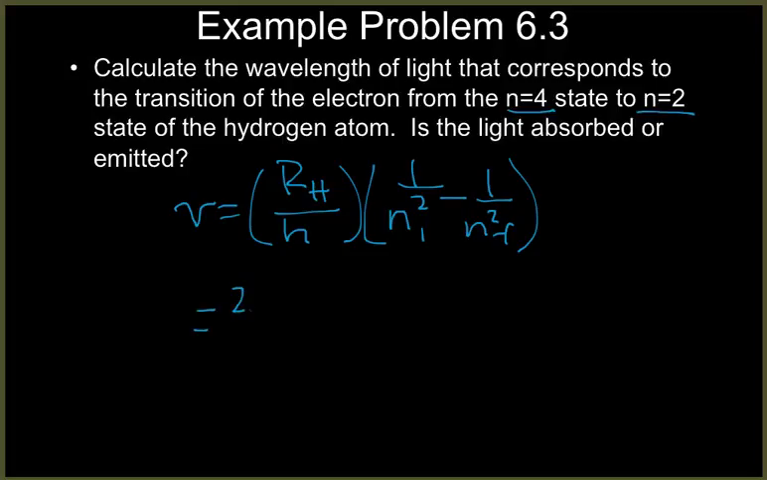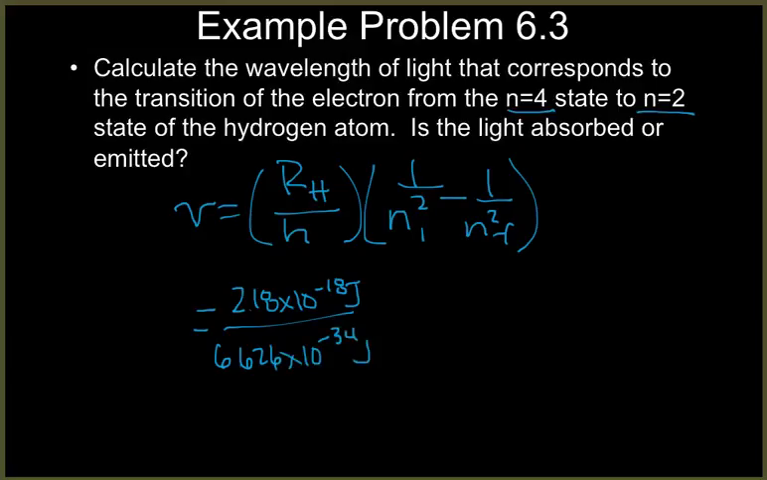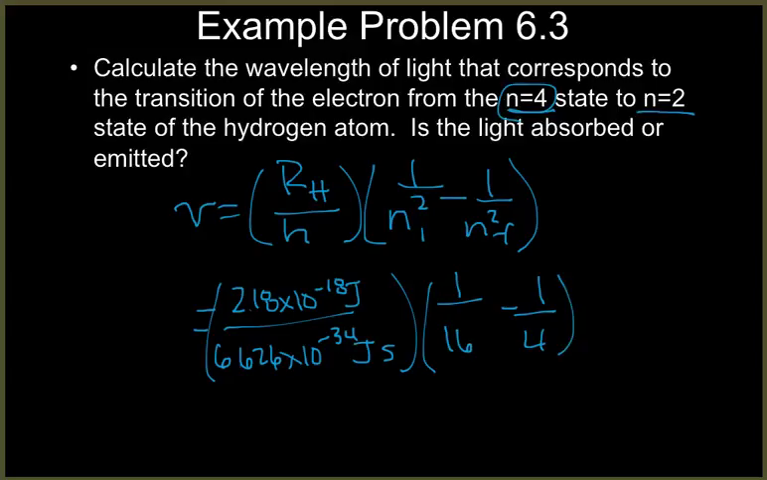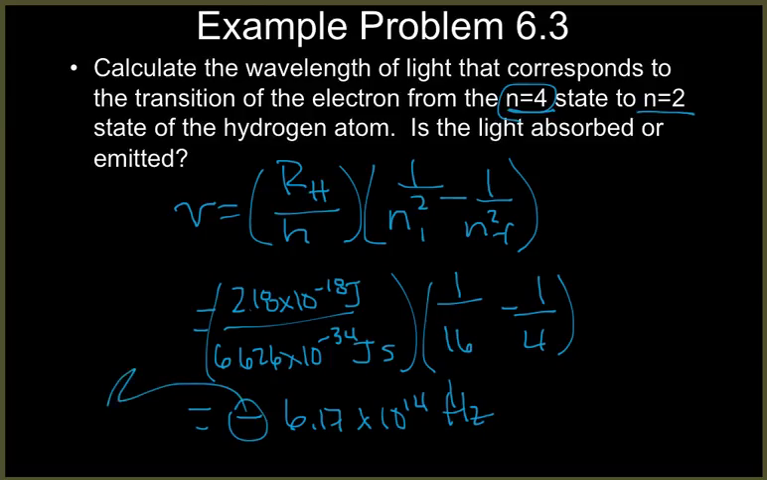So what this looks like is my 2.18 times 10 to the negative 18th joules over Planck's constant, 6.626 times 10 to the negative 34 joule seconds, and then multiply that by 1 over 16, because this was my initial, minus 1 over 4, because that's my final. So then when I calculate that, I get a negative 6.17 times 10 to the 14 hertz, because this is a frequency. Okay, and that negative number means that light was emitted.